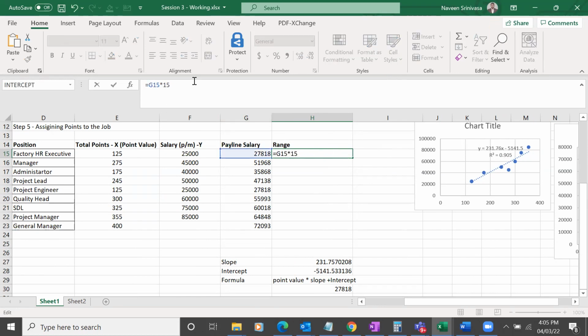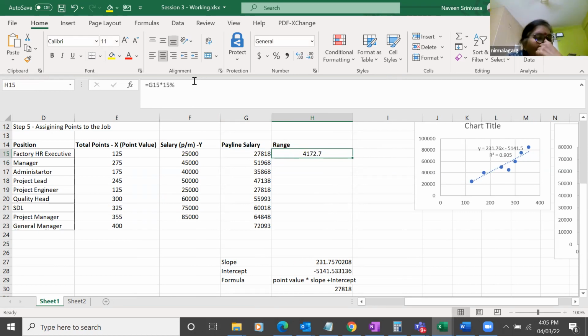0.15 percentage. Okay. No, into 15%. Put it as into 15%. That's it. Yeah. Okay. No. Do one thing.